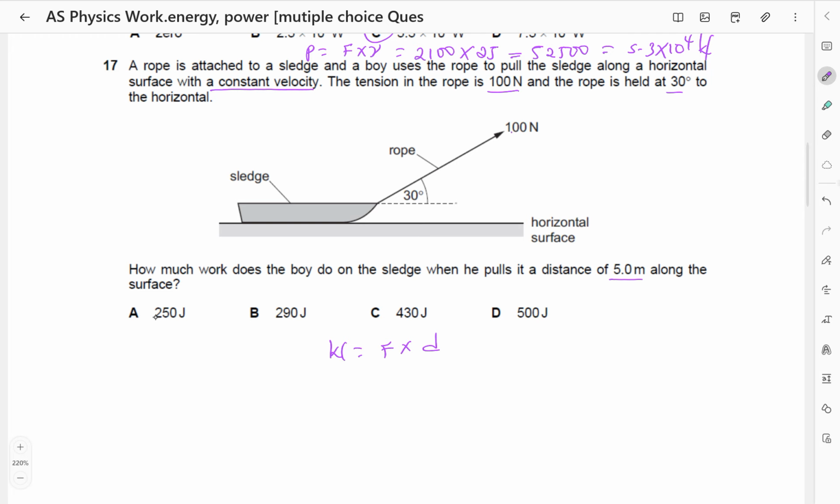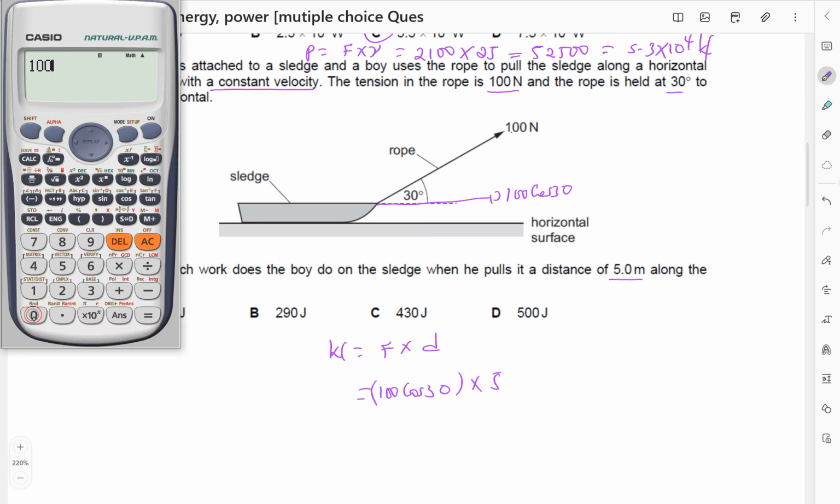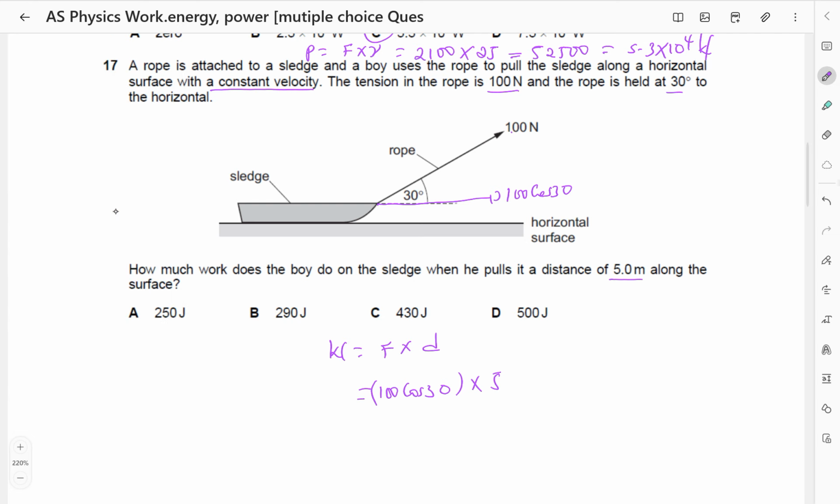So when I resolve 100 newtons to the horizontal, it will be 100 cos of 30. So this will be 100 cos 30, that is the force in the horizontal, then times the horizontal distance, which is 5. So 100 cos of 30, then times 5. So this gives us 433. This is 433 joules, which is 430 to two significant figures.